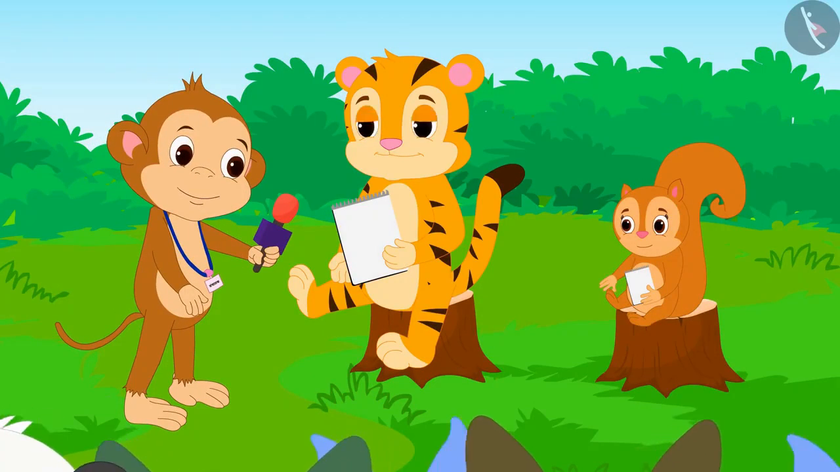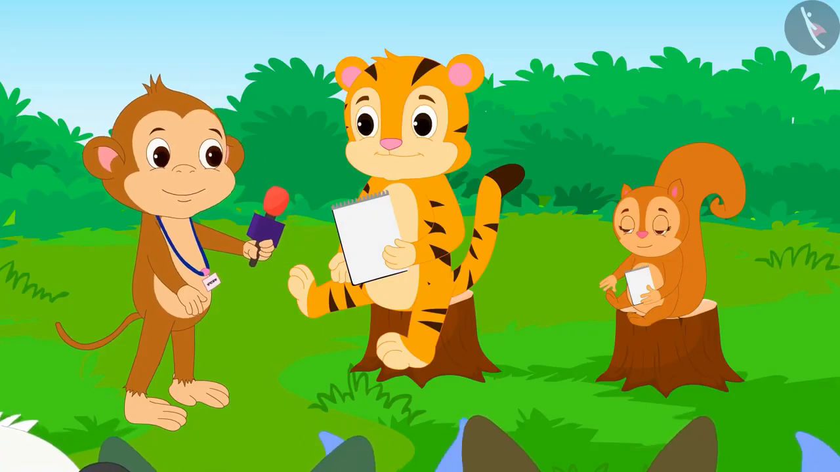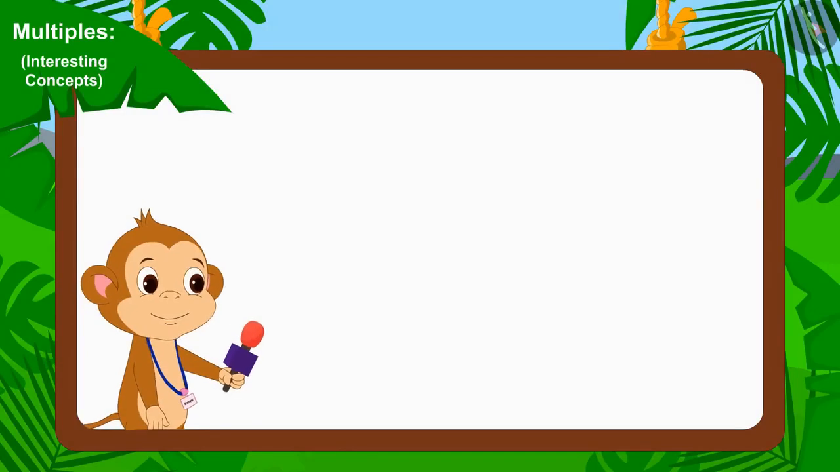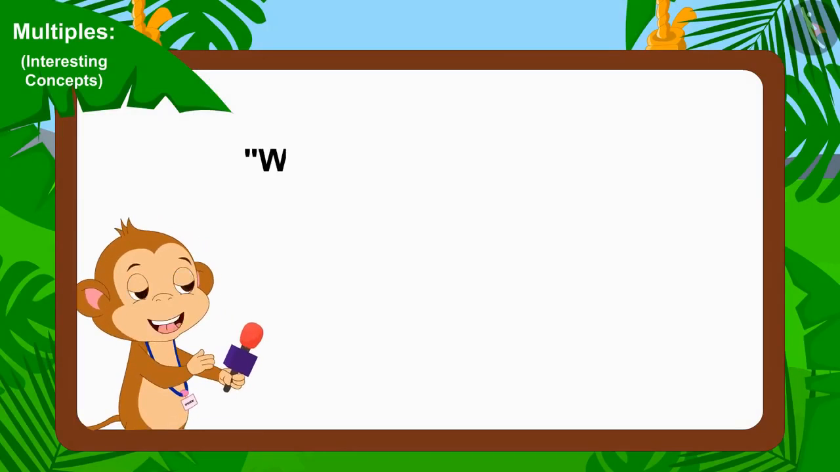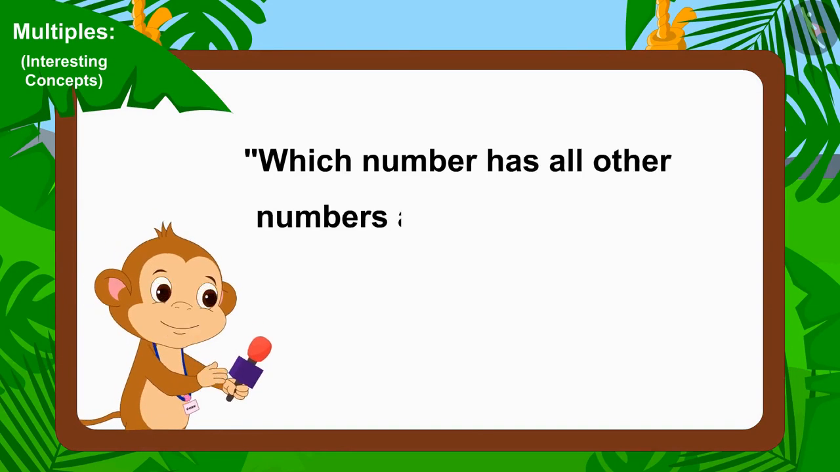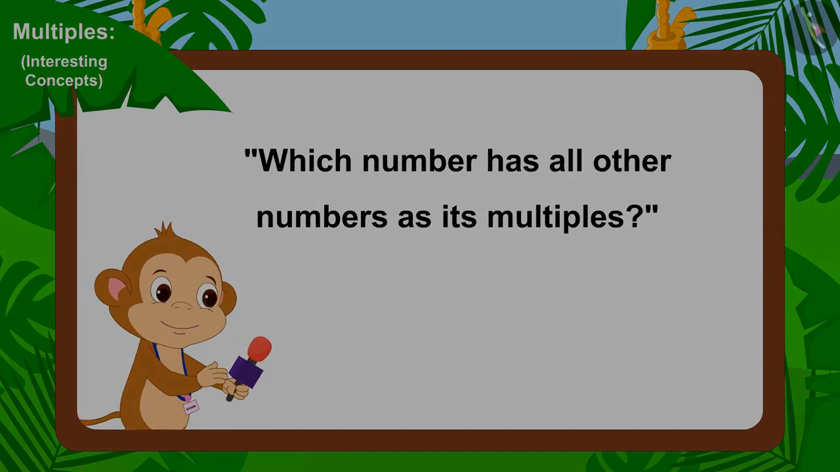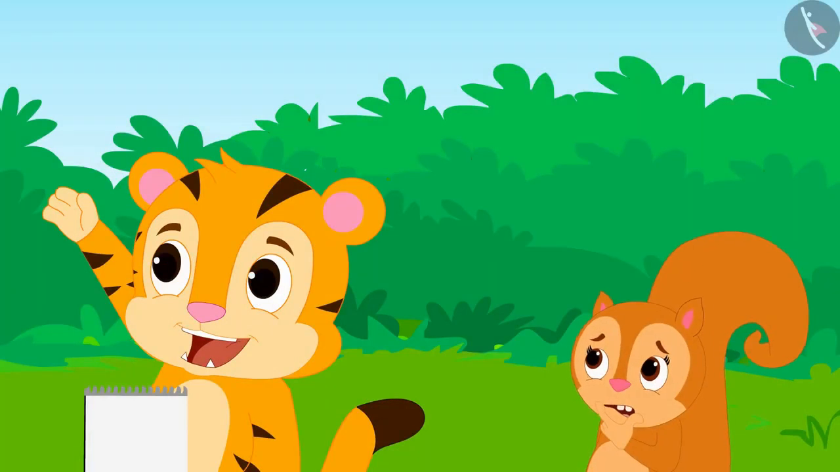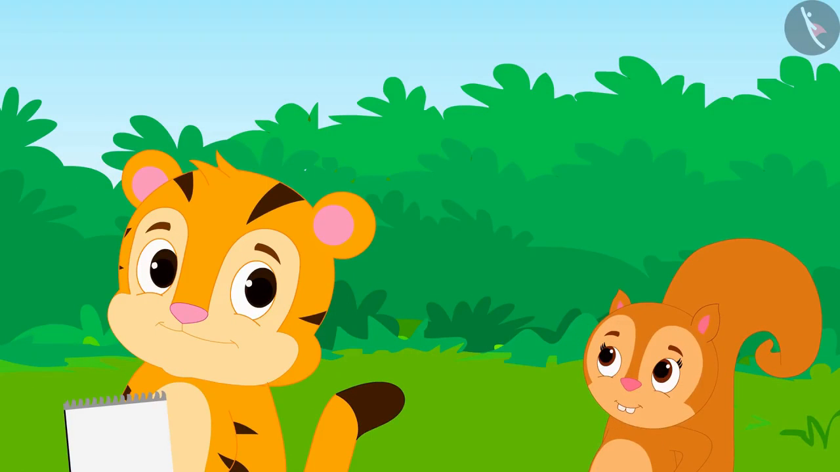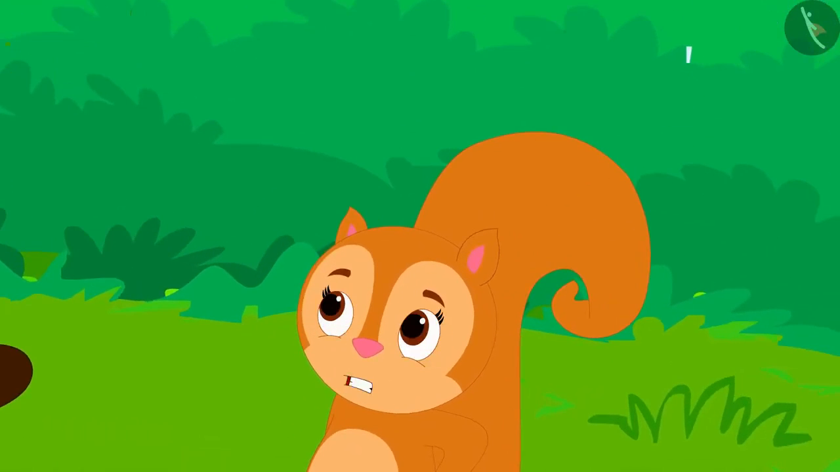Now, let us see what the last question of the competition is. The next question is, which number has all other numbers as its multiples? Sher Khan immediately replied, 1. and Chanda replied, It is not possible. There is no such number.